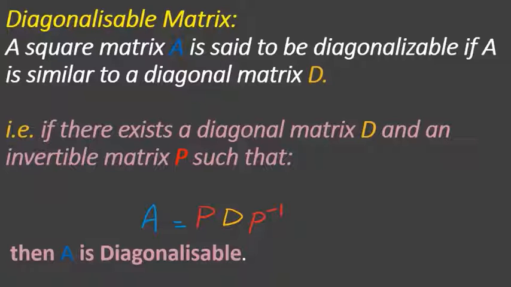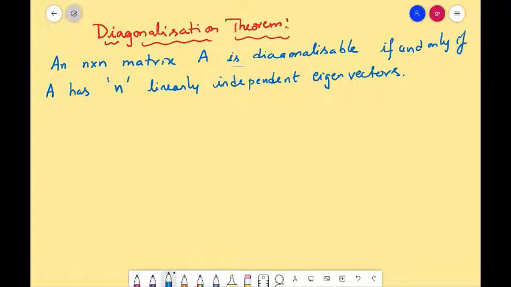Now let us prove a theorem which is called the diagonalization theorem. It states that an n by n matrix A is diagonalizable if and only if A has n linearly independent eigenvectors. So this theorem gives us a shortcut to check the diagonalizability of a square matrix. So let us try to prove this theorem.